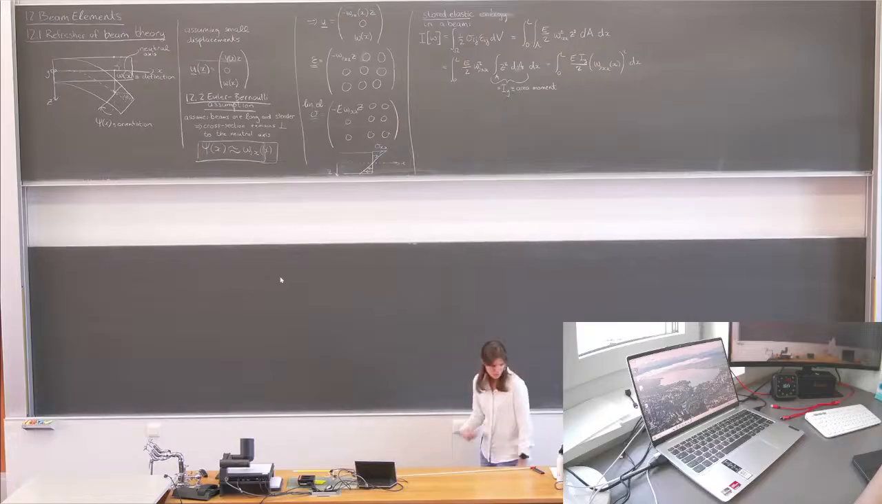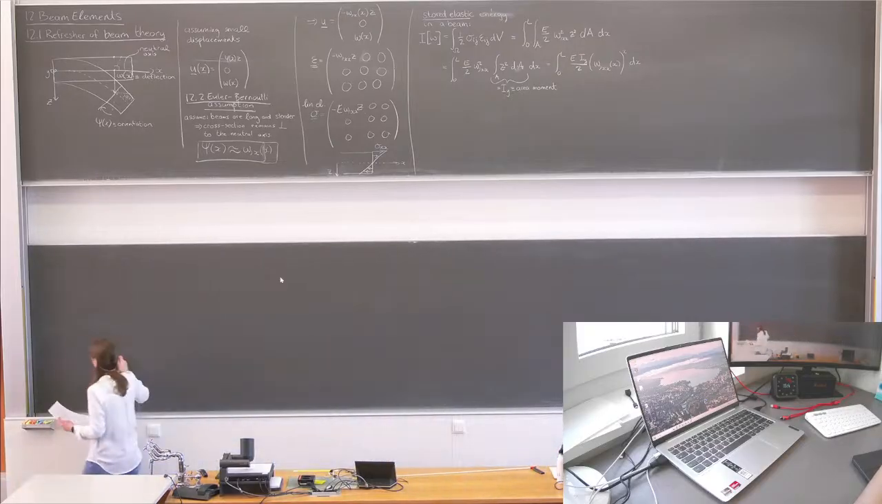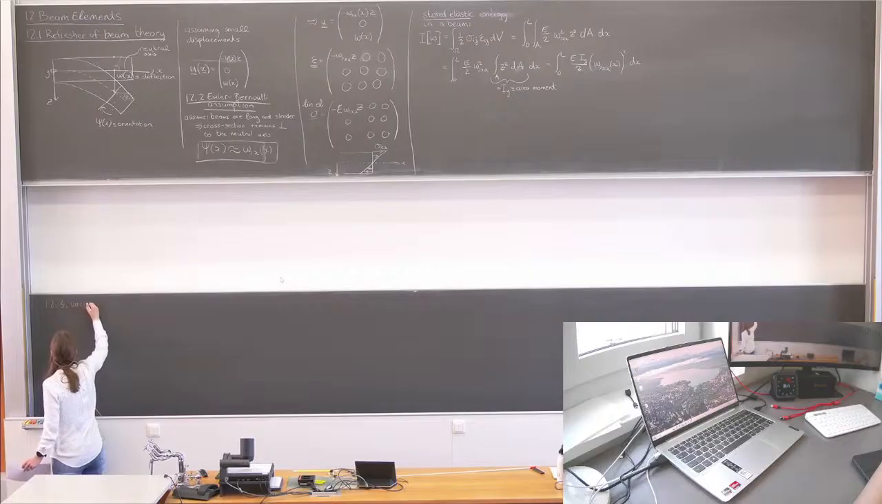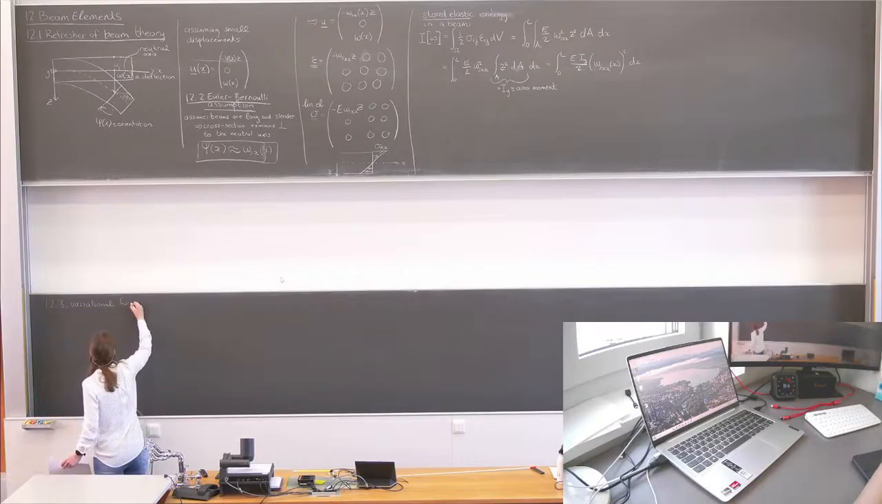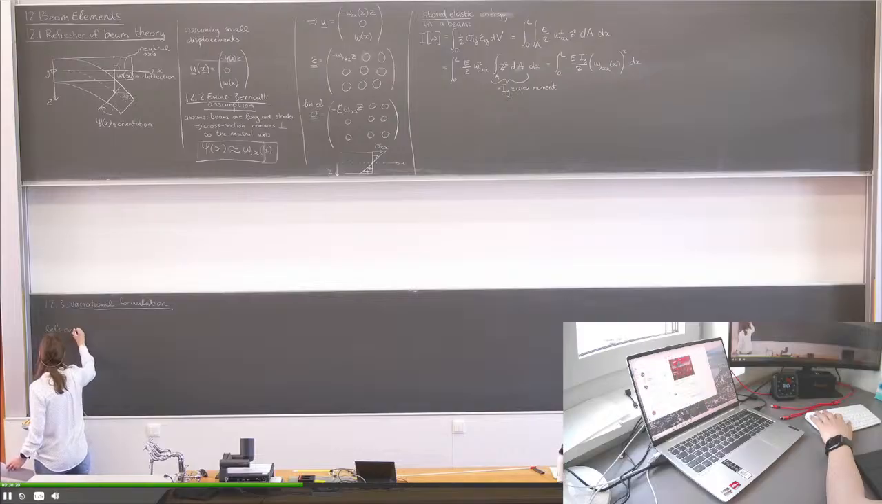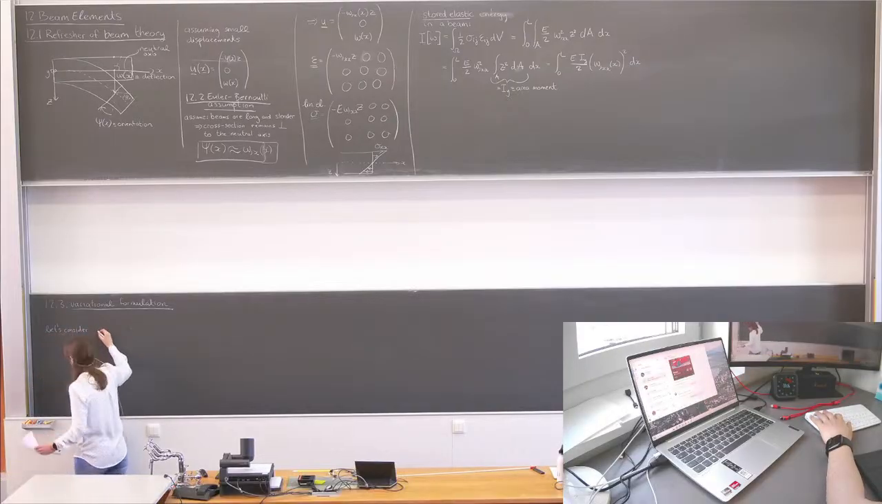Let's start writing out the variational formulation and coming up with our first actual finite element simulation for a beam. So actually I went a bit too tall here, didn't I? So let's write out the full variational formulation, which you find in chapter 12.3, variational formulation. And for this, let's consider a beam with the following boundary conditions.